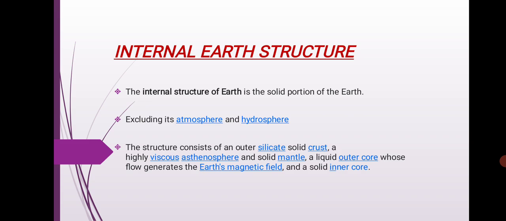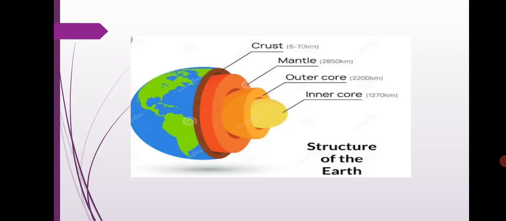Internal earth structure. The internal structure is often made of solid layers, excluding the atmosphere and the hydrosphere. The structure consists of an outer silicate solid crust, a highly viscous mantle, a liquid outer core whose flow generates the earth's magnetic field, and a solid inner core. The inner core is solid, and the outer core has the capacity to create the earth's magnetic field, and due to that magnetic field seismic waves are created.